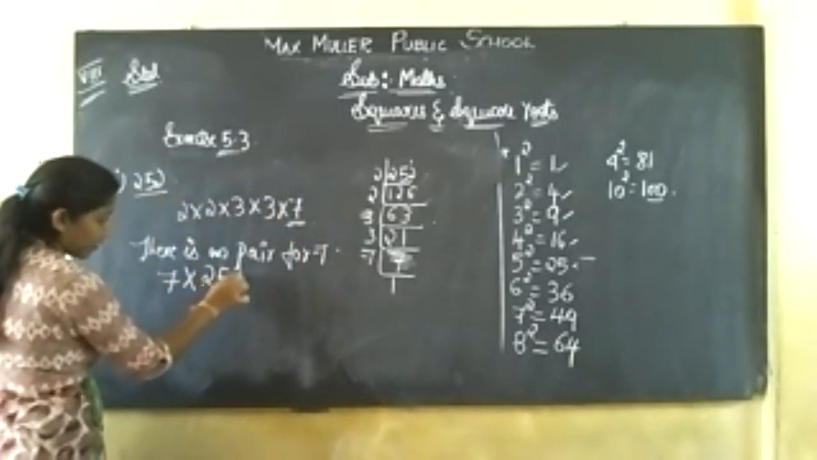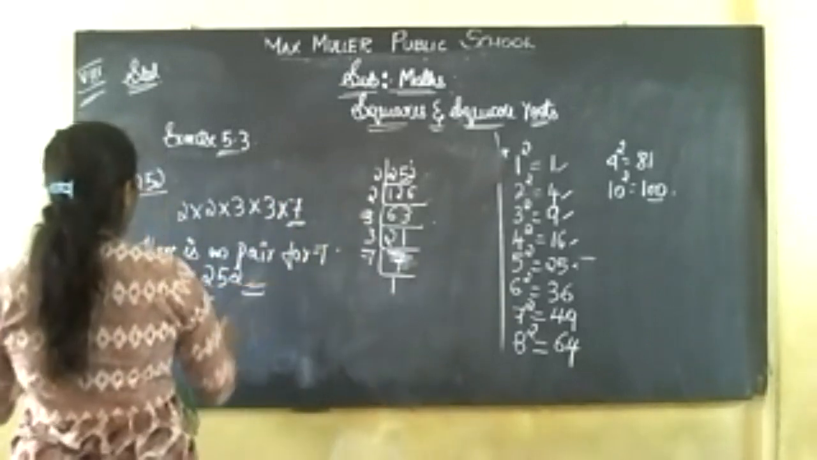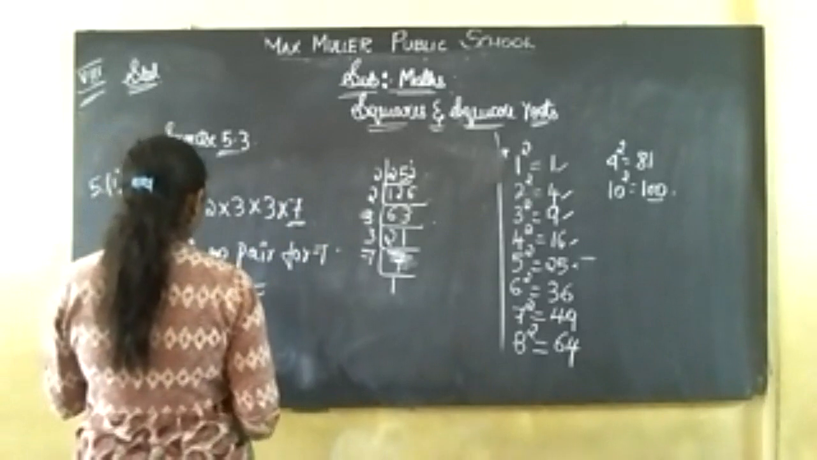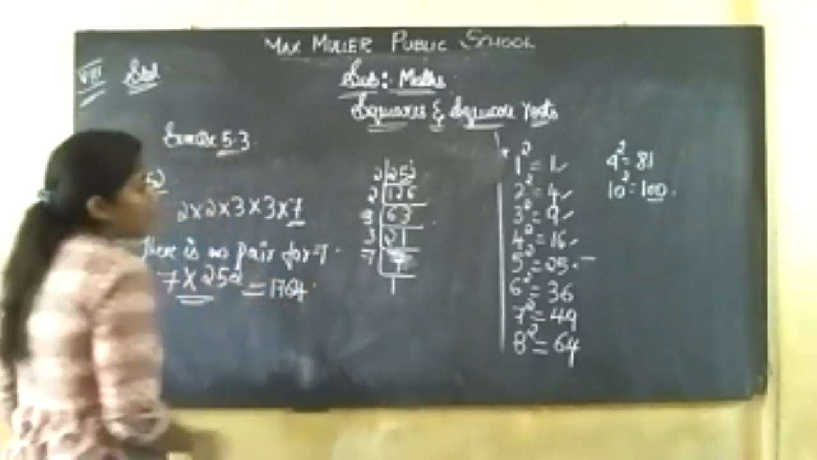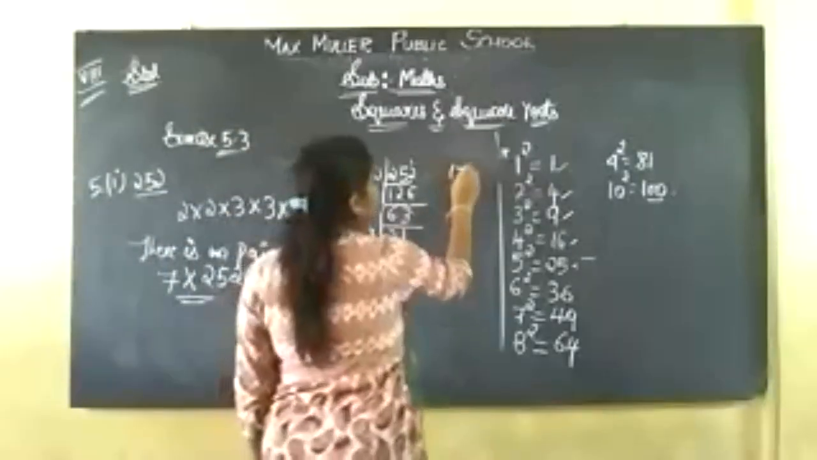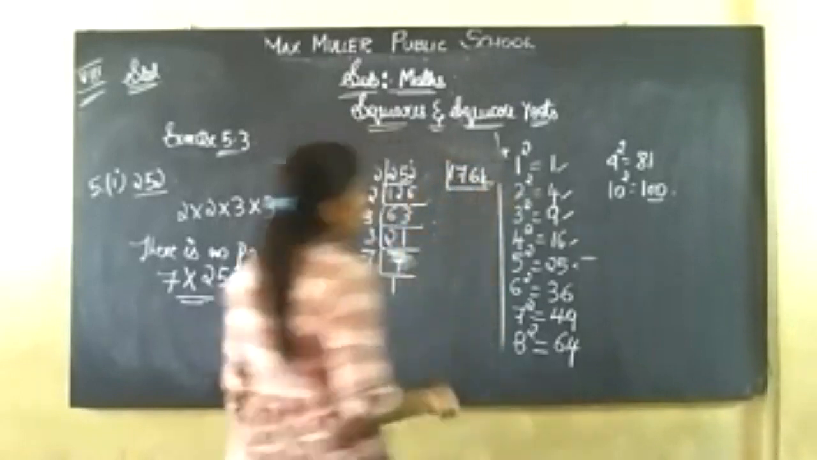In the heading they have given multiply. So you are multiplying it. So you will get 7 into 252. You will get 1764. Okay. Now you solve 1764. You will get the pair numbers.